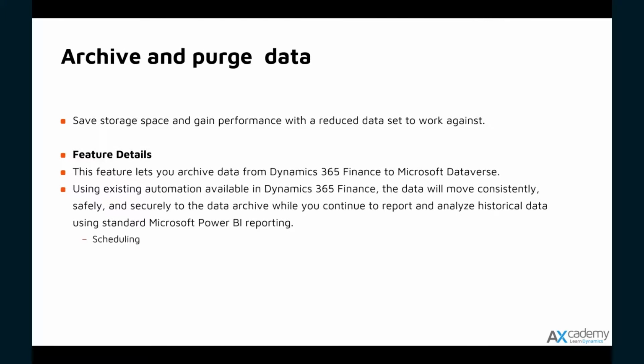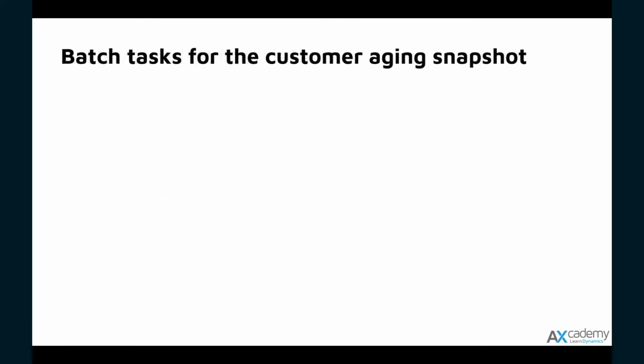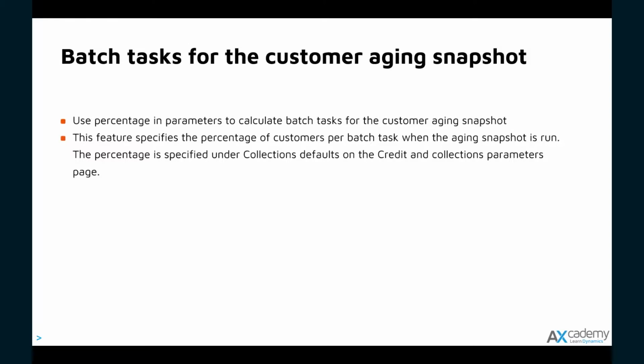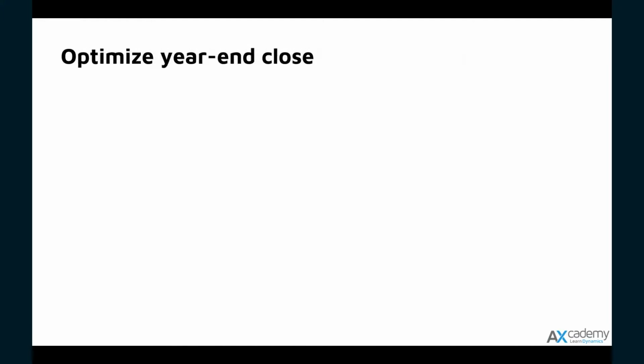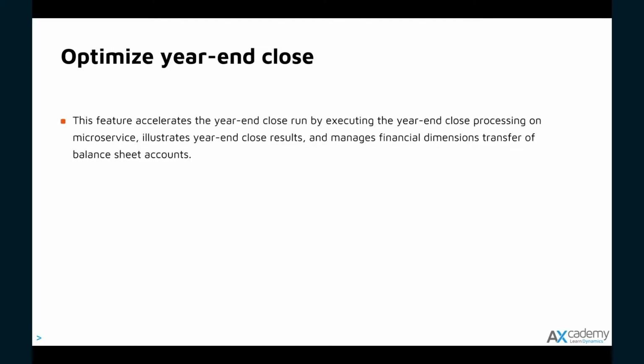Archive and purge data, I mentioned to you what that was. It allows you to archive the data using Dataverse, setting up scheduling by legal entities for that. Best task for splitting the customer aging snapshot into smaller bits and pieces. Optimize the year-end closing by a microservice. One of those things that happens outside Dynamics 365, depending on if you're in the cloud, on premise, or whatever.